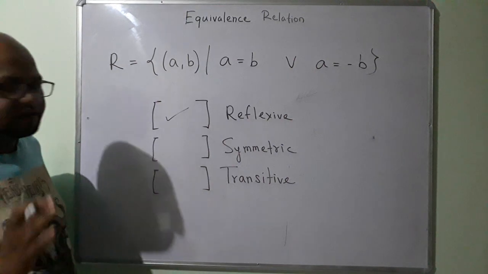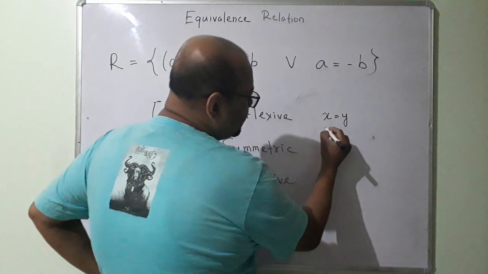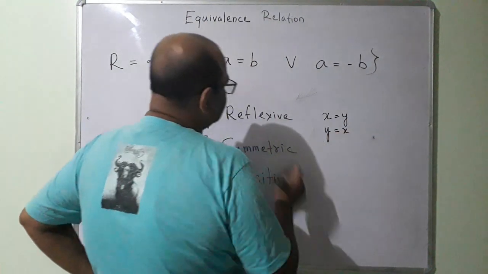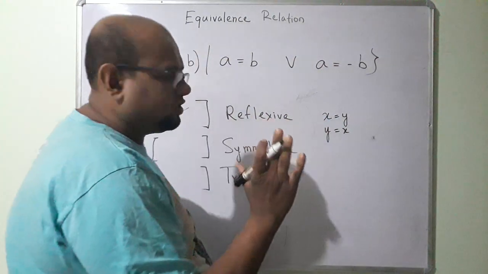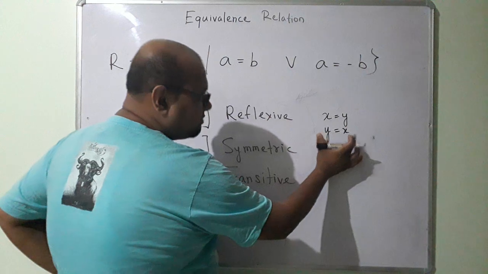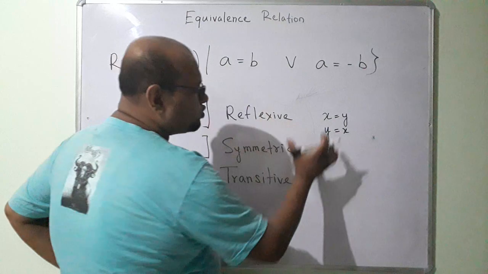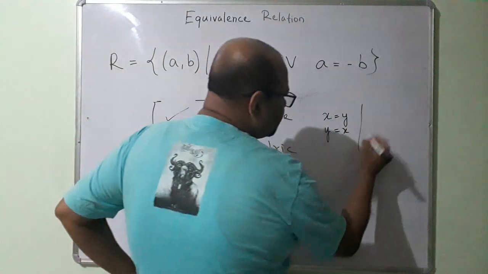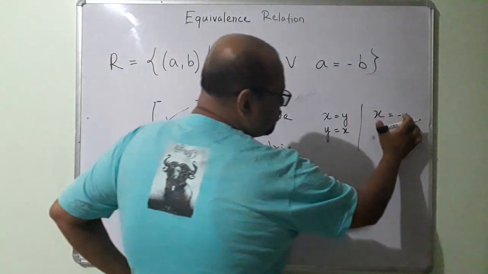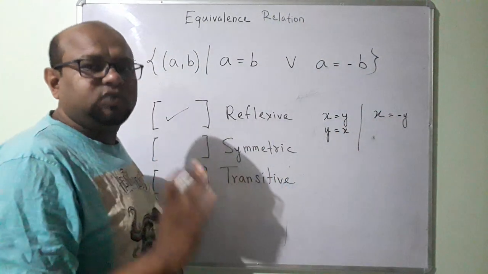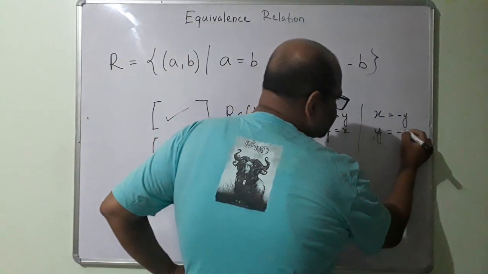Is it symmetric? So it may happen that x is equal to y. If x is equal to y, then y should be equal to x. Then if (x, y) belongs, then (y, x) should also belong. Since x equal to y implies y equal to x, that means (x, y) being in the relation means (y, x) is in the relation. Similarly, if x is equal to minus y, that means (x, y) belongs to the relation, then y is equal to minus x.